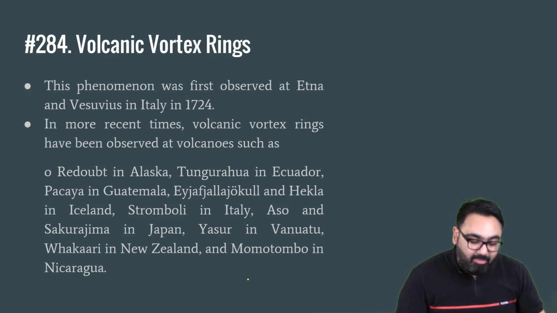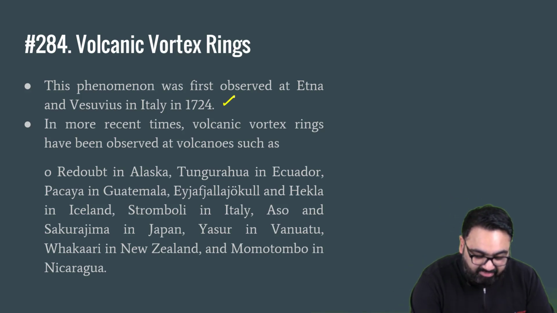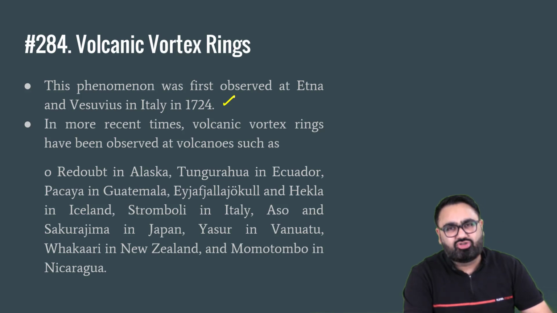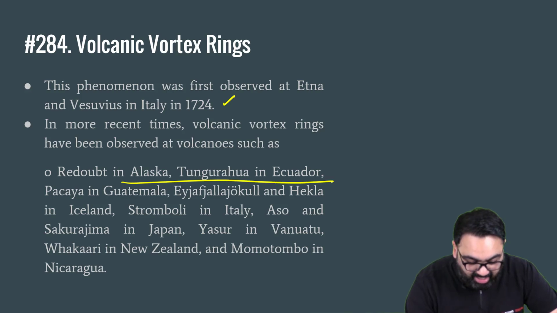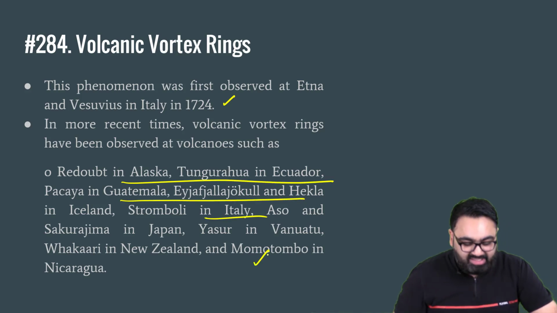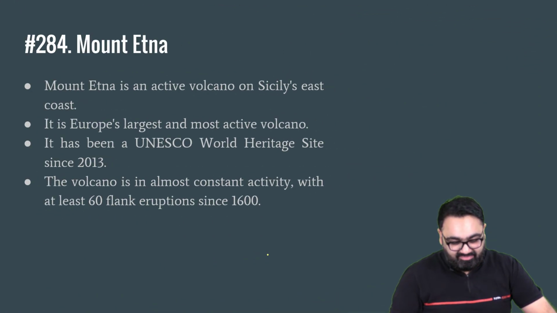These were first seen over Mount Etna in 1724, and since then recently also they have been seen over other mountain and volcanic ranges such as in Alaska, in Ecuador, Guatemala, Iceland, Italy, etc. They have been seen in these places as well.